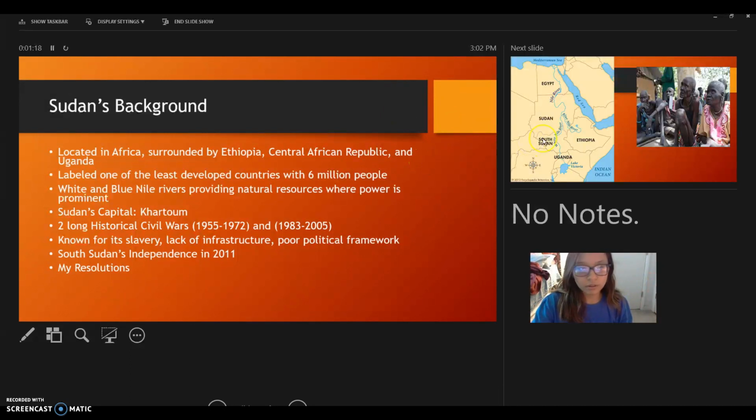Sudan's capital is Khartoum. And then we'll talk about the two long historical civil wars that came into play, known as its slavery, lack of infrastructure, the poor political framework, and I'll talk about the birth of South Sudan's independence in 2011. And throughout the slideshow, I'll talk about my resolution and what I think. So I'm not an expert, but we'll see what happens. And then you'll see a picture on the right next to the map of the Sudanese, and you can tell, look how skinny they are. Famine was a big part of the Sudanese conflict here.